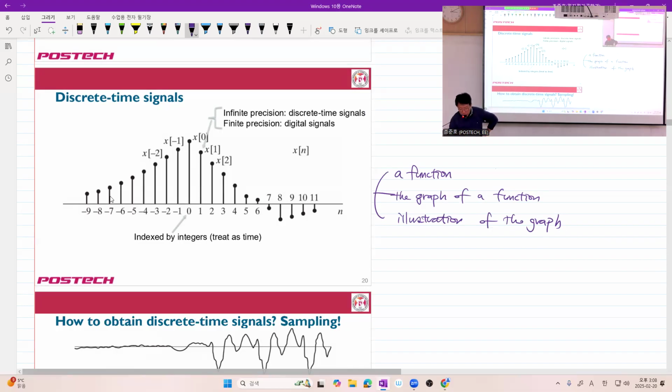So here is a function x from Z into R. Now we have a graph. What is a graph, by the way? A graph is, mathematically, a set. Okay. So what?